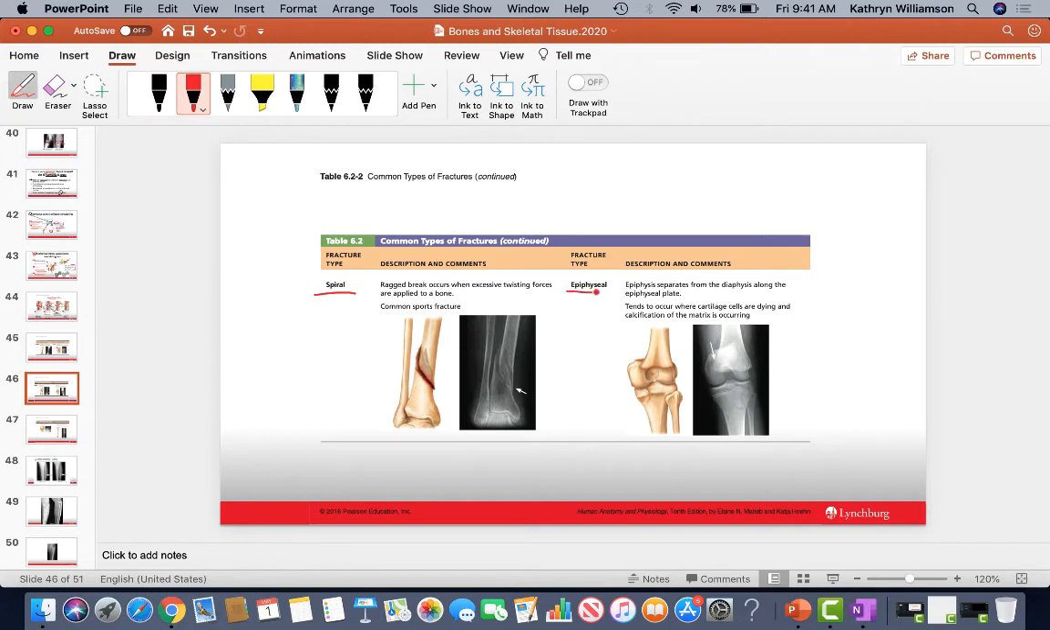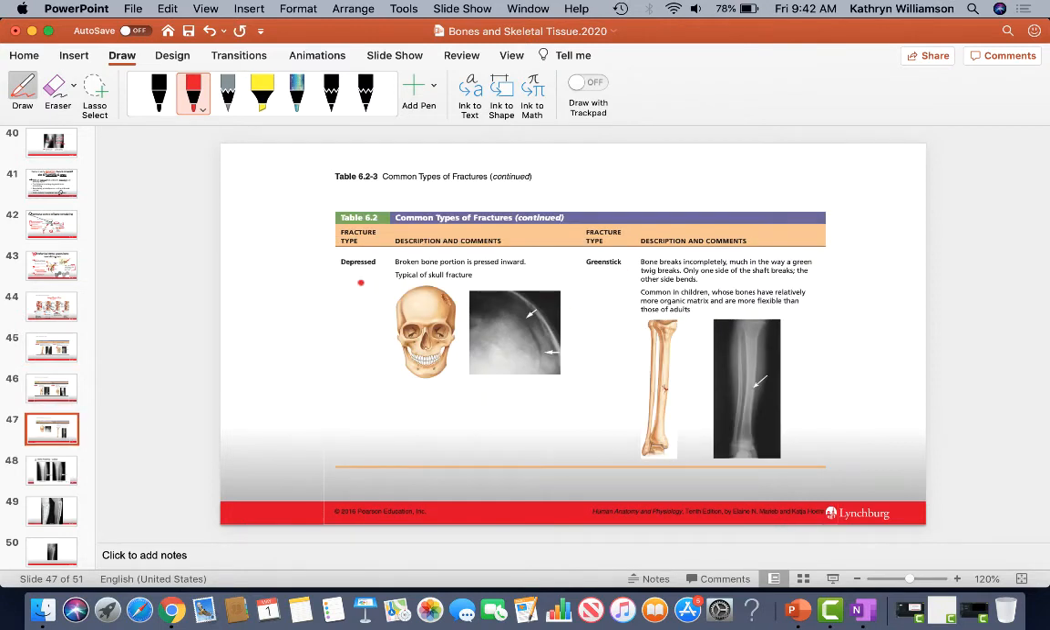Here's the epiphyseal fracture that we talked about earlier, where you have a break along the epiphyseal plate. So you see this in kids when their plate hasn't closed yet. A depressed fracture is basically when you have part of the bone that's broken and then has moved kind of inward. So this would be, you know, getting whacked on the head with a baseball bat or something like that. It's like a depressed skull fracture where that piece of bone has broken inwards.